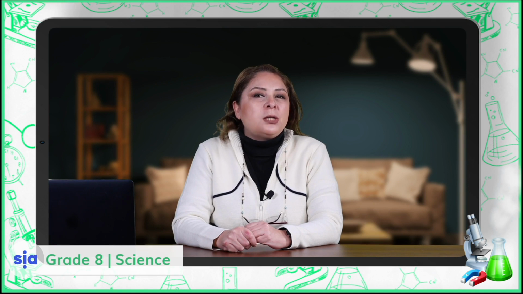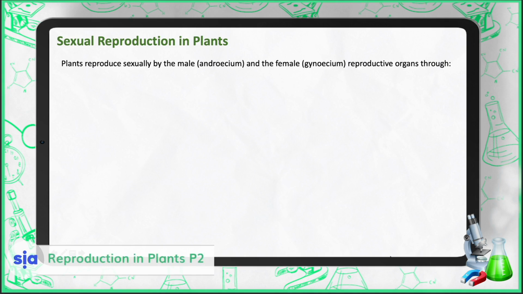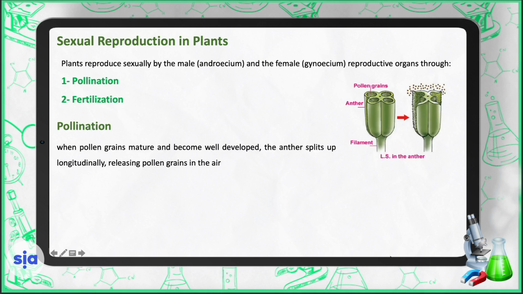Today we are going to continue discussing reproduction in plants. Now we know that plants can reproduce sexually. Plants reproduce sexually through the male androecium and the female gynoecium reproductive organs. The first step is pollination, and the second step is fertilization.